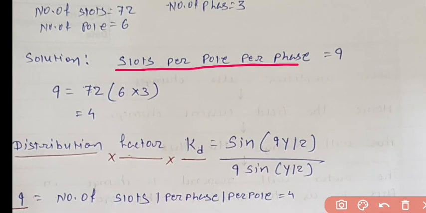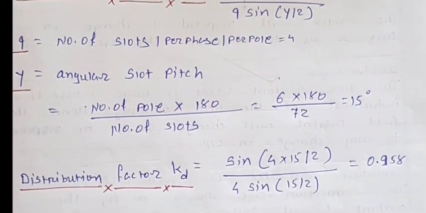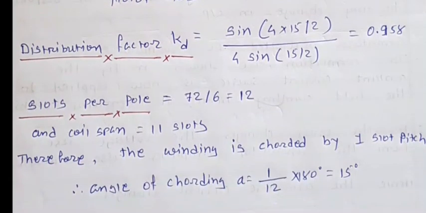Okay, so the value of slots per pole per phase, that is Q, is 4. Then we found the distribution factor Kd with the equation sine(Qγ/2) divided by Q sine(γ/2). Then we found the angular slot pitch, that is 15 degrees. Then the distribution factor Kd we found is 0.958. Then slots per pole is 12, and coil span is 11 slots.